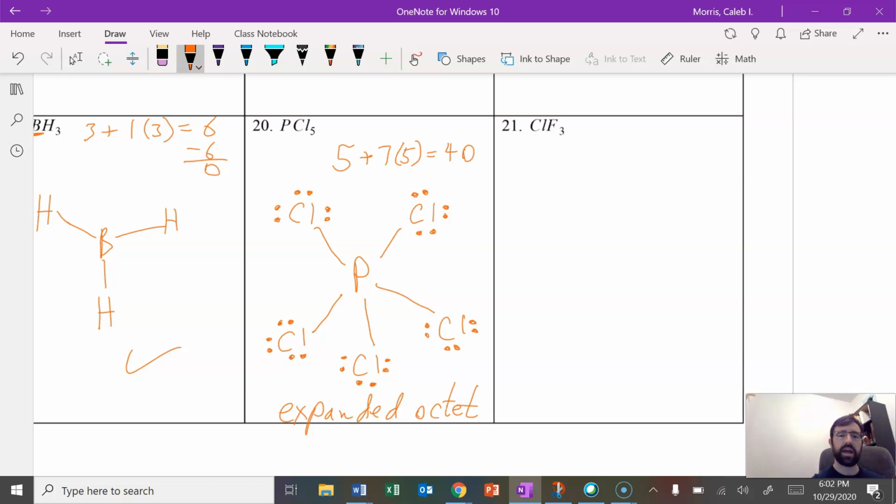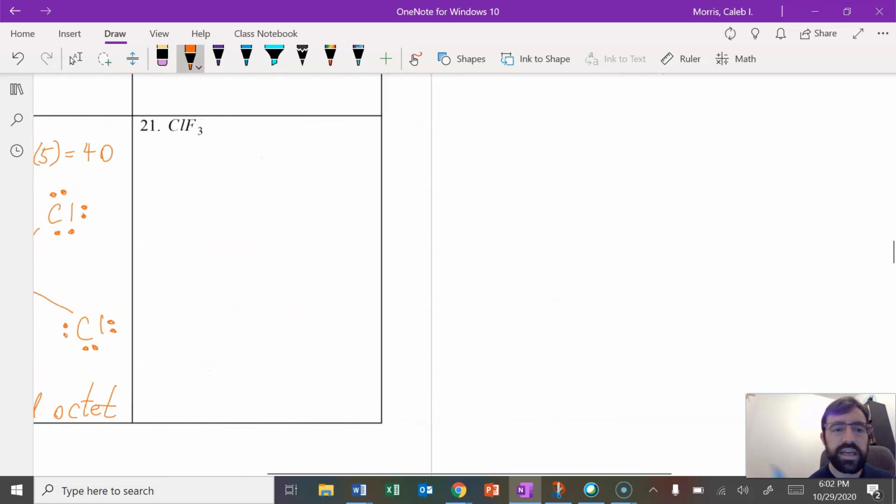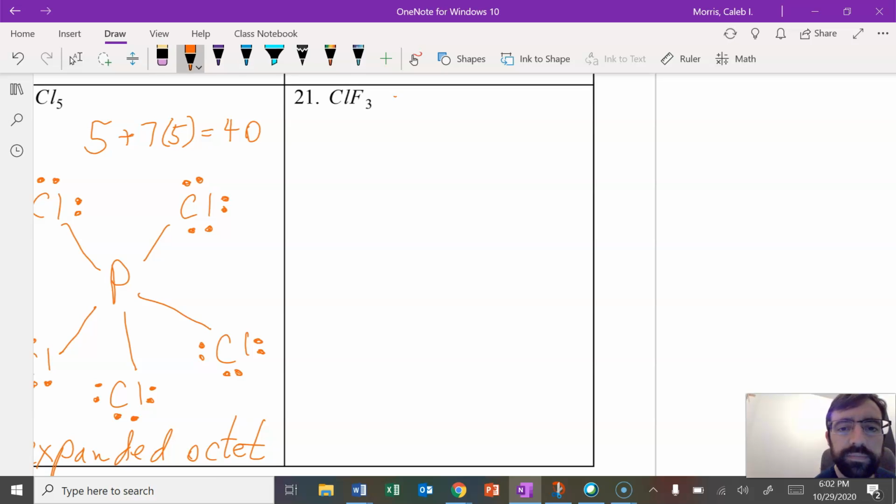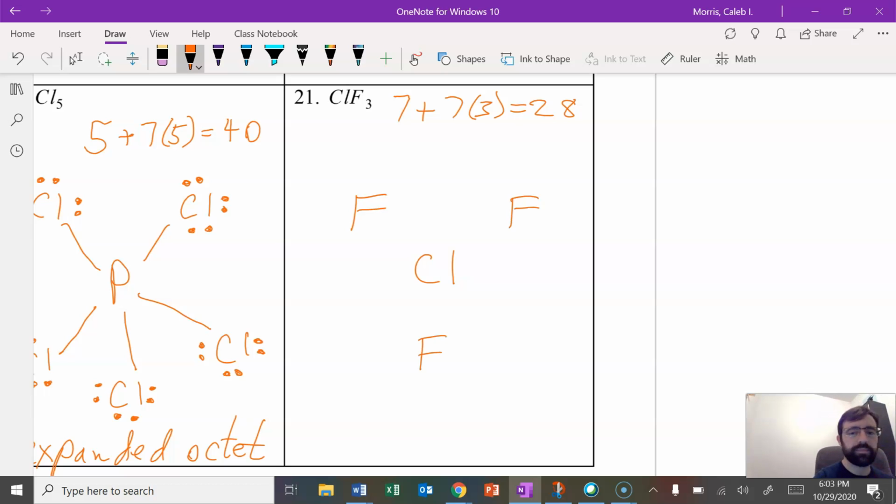Okay, then we get to ClF3. We have 7 plus 7 times 3. That's going to be 28 valence electrons. Put chlorine in the middle, and we're going to have 3 fluorines. And you can draw them spread out however you want to. Okay. You have 2, 4, 6.